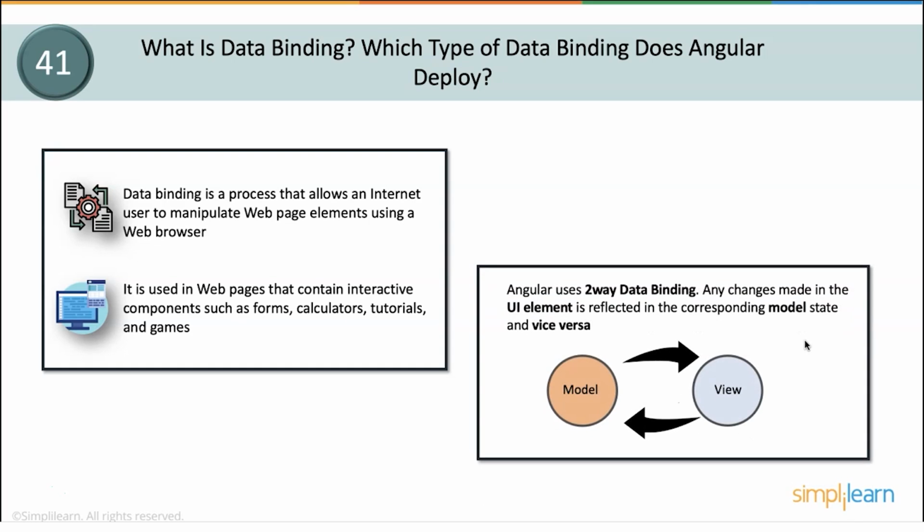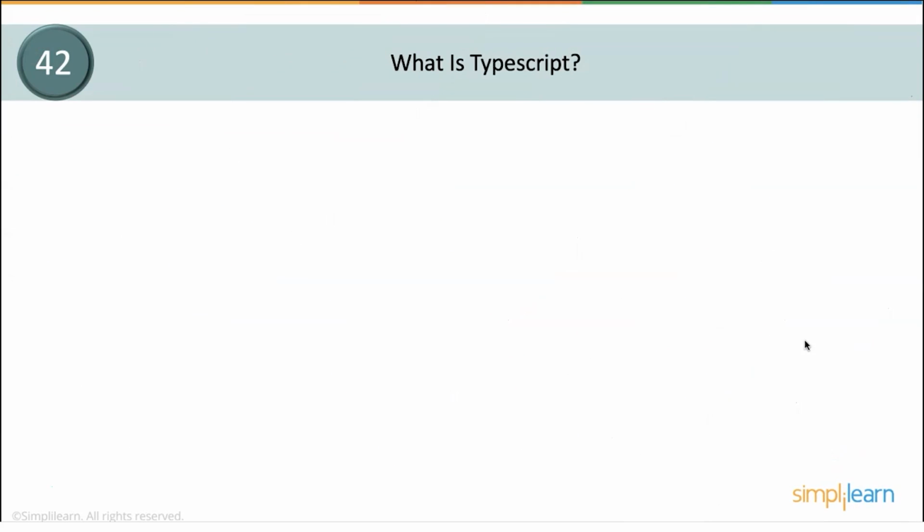You can see here it says Angular uses two-way data binding. When the changes happen in a model, it will be affected in a view, and when the changes happen in a view, it will affect the model also. So it is typically used to keep the model and view in sync with each other to have the data interchange. What is TypeScript?